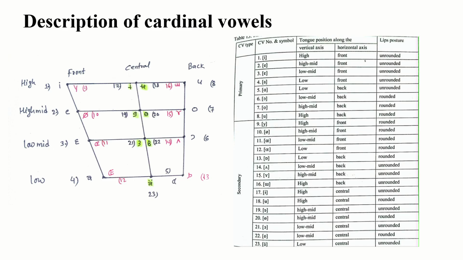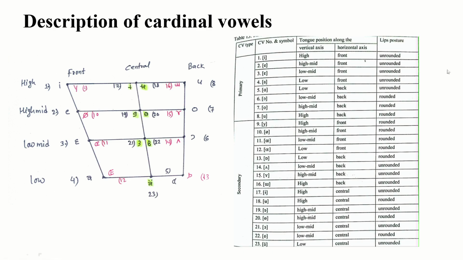Now, description of cardinal vowels. This is also important for you. You have to describe the cardinal vowels in this way: you can write here cardinal vowel type in the first column, primary and secondary. The first 8 are primary and 9 to 23 are secondary.